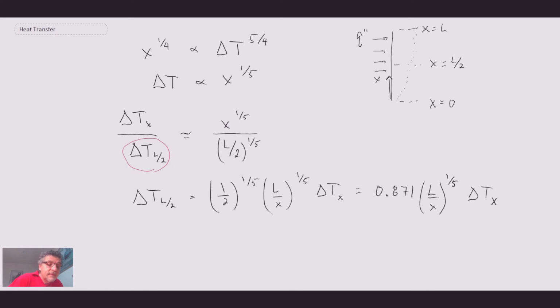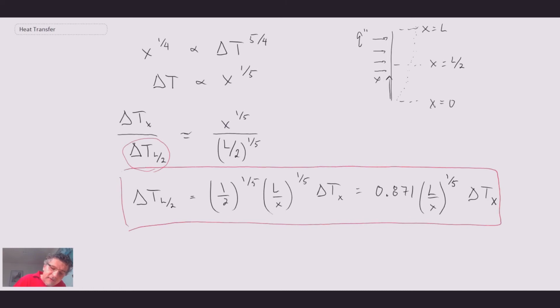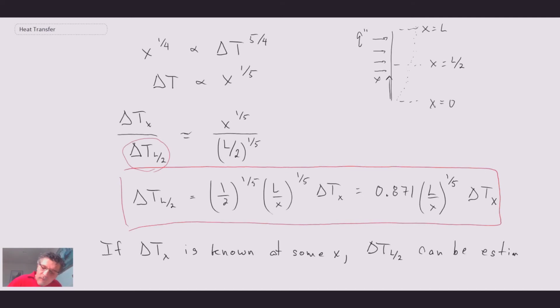So with this, we come up with an expression for delta T at L over 2 as a function of delta T at some x location. And the x location would depend upon where you have information. So if you do know delta T at a certain x, for example, at x equals L, perhaps you know the temperature difference at that point, then you can determine delta T at L over 2, which you then put into your correlations, and you can evaluate the convective heat transfer coefficient and then the heat loss from this vertical surface.